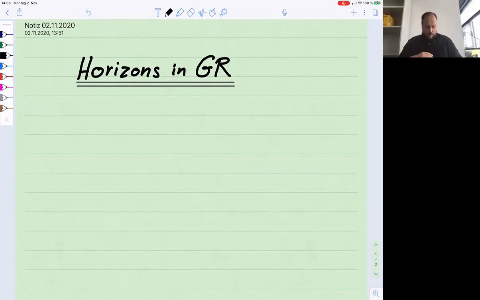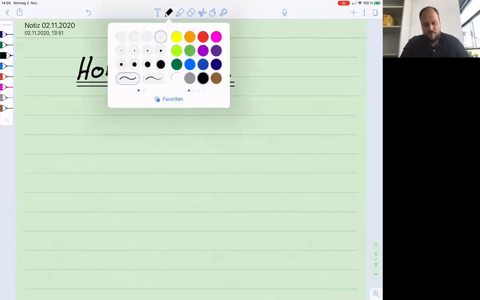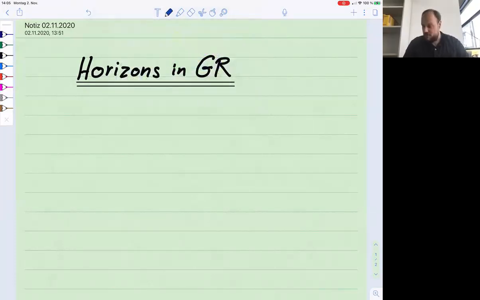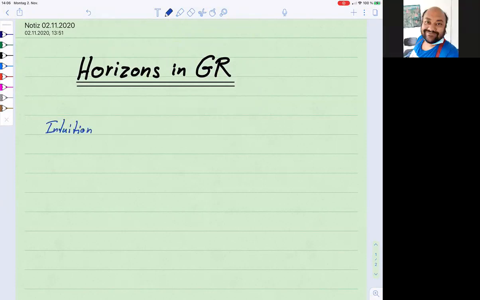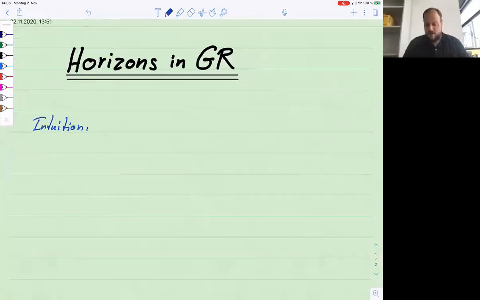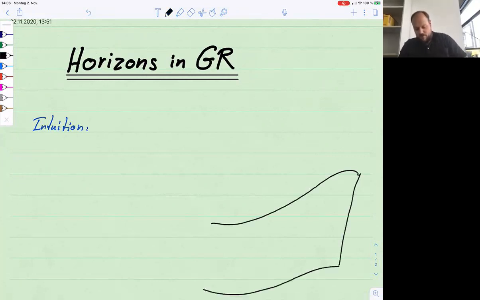Okay, good. So I will basically review horizons in general relativity. That means we have to do a lot of GR, a lot of differential geometry, but I will try to explain it such that you also get the intuition. And the topic we want to address today is horizons. First we start with the intuition, so that we have at least a picture in our mind of what a horizon can be. So let's draw a picture. That's always the best thing when we do geometry.